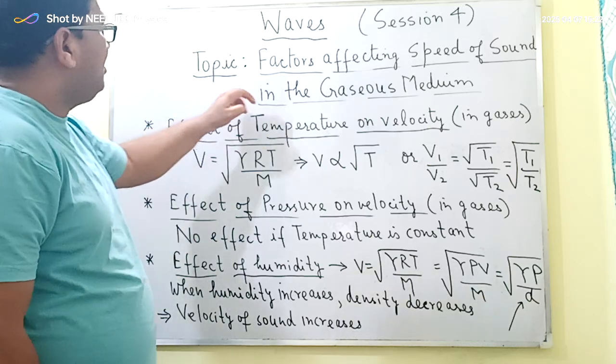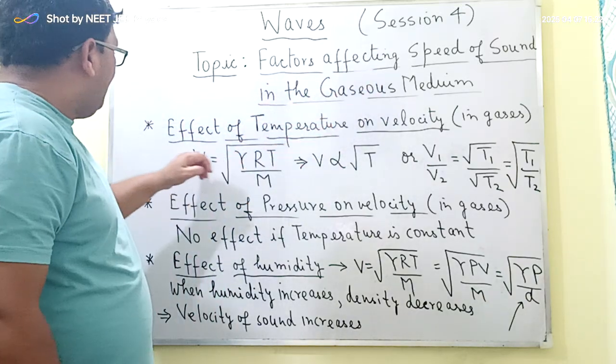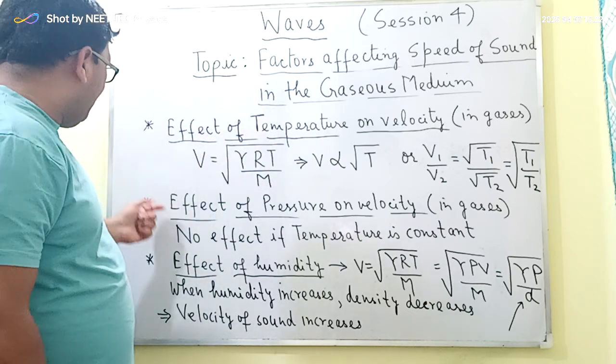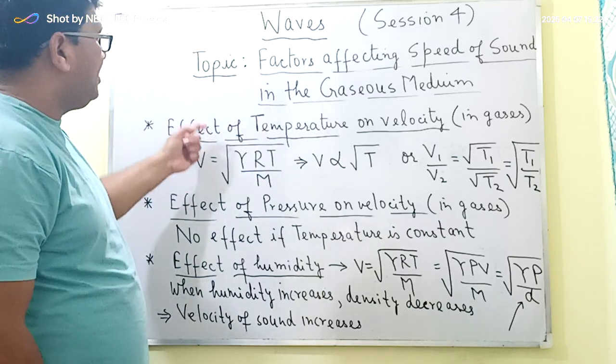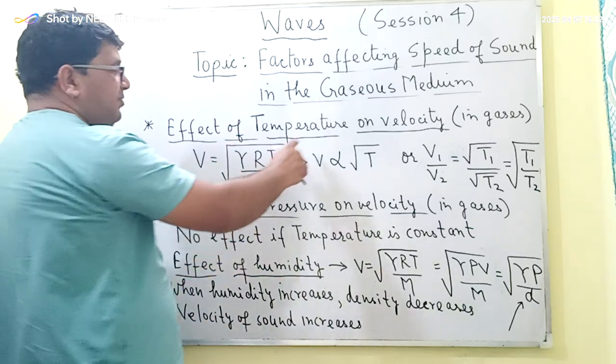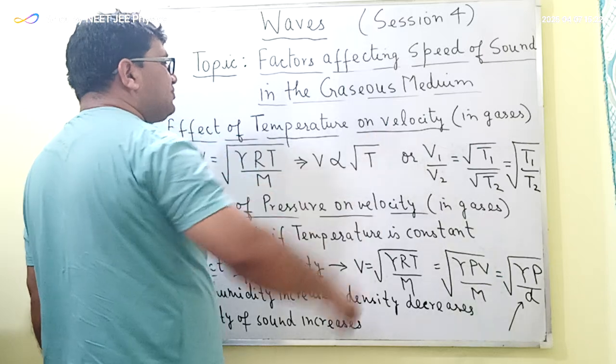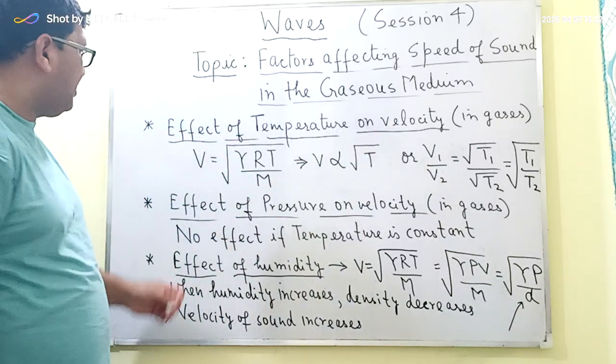The topic is the factors affecting the speed of sound in a gaseous medium. Based on this topic, I have written here three important points which will help us to understand the effect of temperature, effect of pressure, and the effect of humidity on the velocity of sound in a gaseous medium.